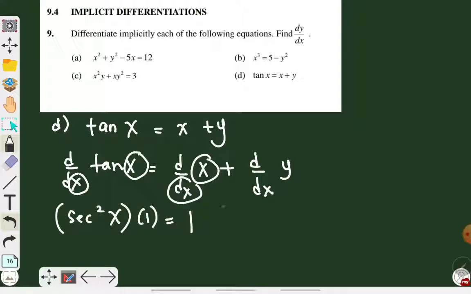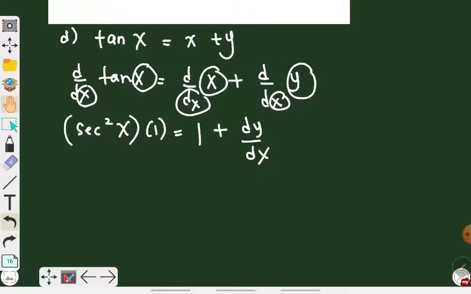And then finally, plus differentiate the y. So you have that this is dy/dx. How do we do this? The question asks us to find dy/dx, so you can manipulate this and make it the subject. So we have that dy/dx equals secant squared x minus 1.